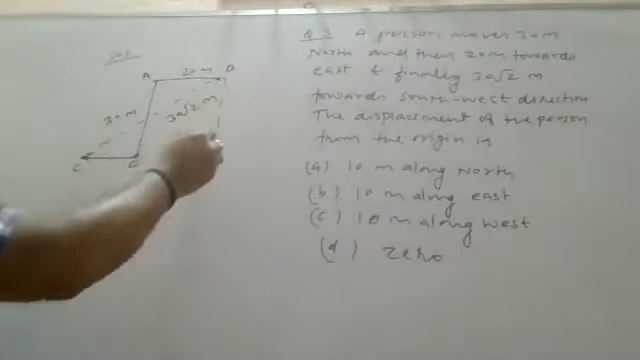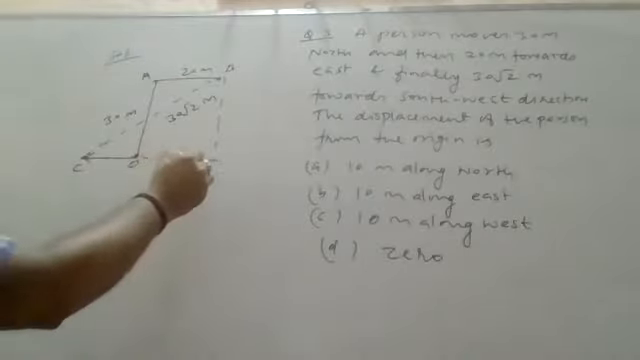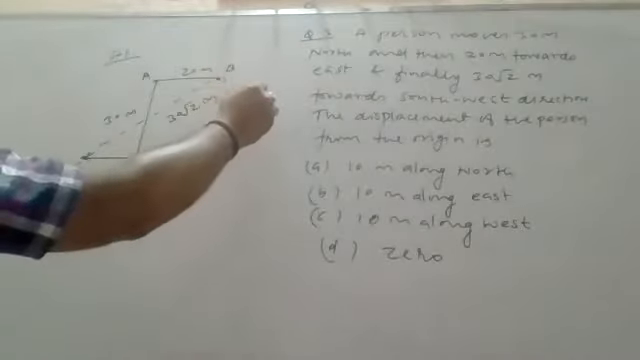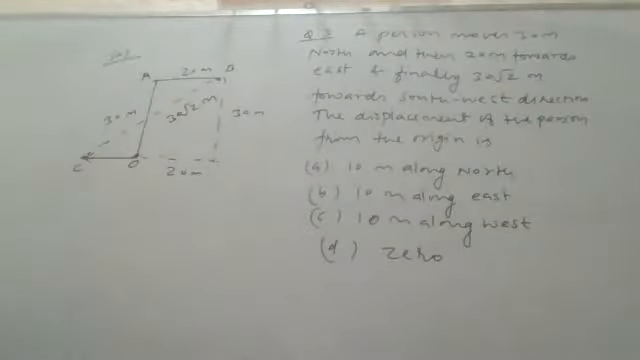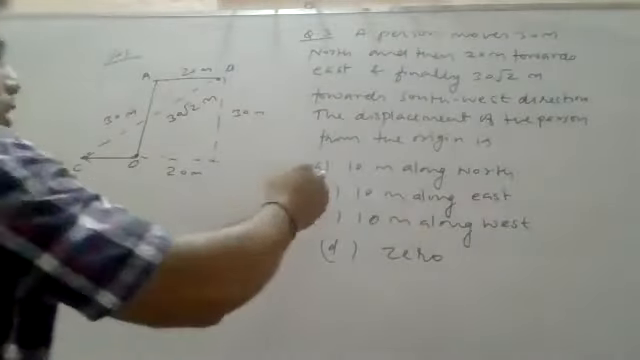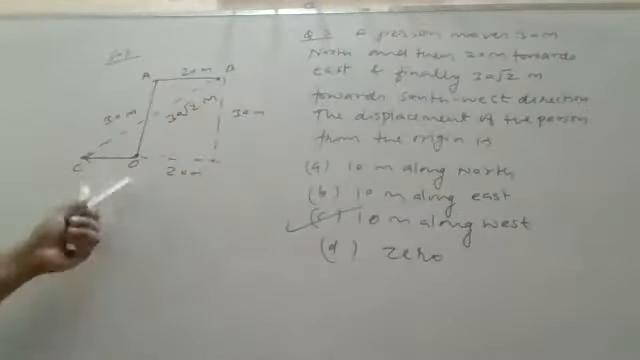You can easily calculate. What is this value? This value is 20. What is this value? This value is 30. And what is this value? 30√2 meter. Then I can calculate this value, and it is 10 meter along west. That will be the correct answer.